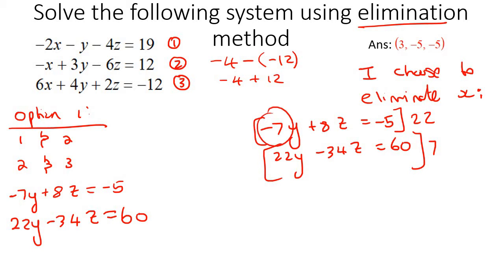So I'm going to multiply this by 22. So that becomes negative 154y. And then that 8 I'm going to multiply by 22, which becomes 176. And then the 5, sorry, that becomes negative 110. Then for this number, I'm going to multiply that by 7. So that'll be 22 times 7, which is 154.